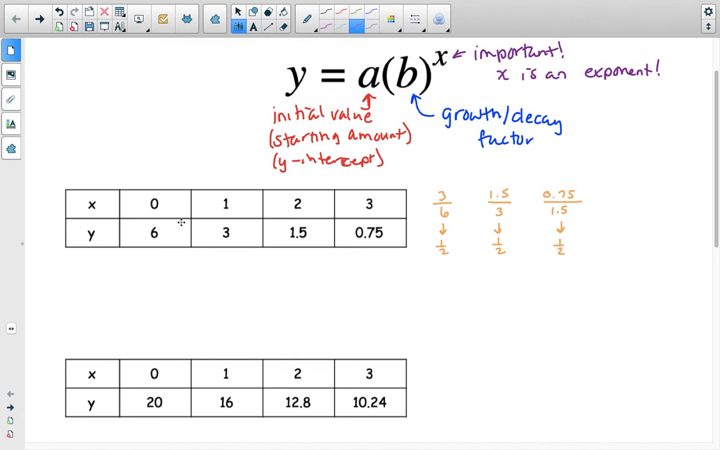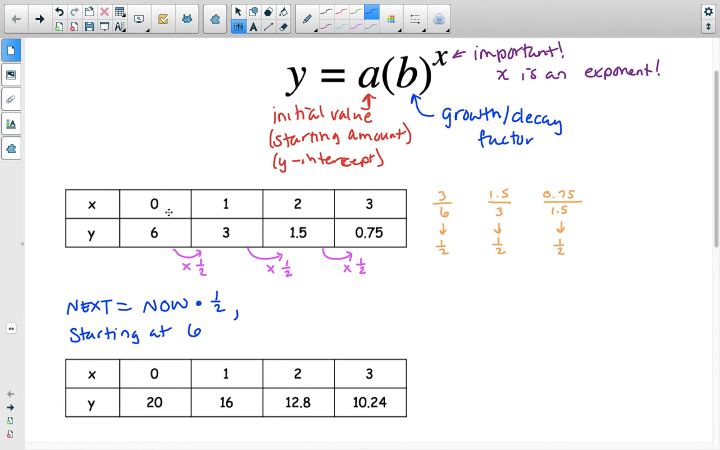What that tells us is that to get from 6 to 3, we multiply by 1/2. To get from 3 to 1.5, we multiply by 1/2. And to get from 1.5 to 75 hundredths, we multiply by 1/2. So if I wanted to get to the next value, I would take what I have now and multiply it by 1/2 to get to the next y value. I just have to know what I started at. We started at the y value of 6 because that was our y-intercept of (0, 6).